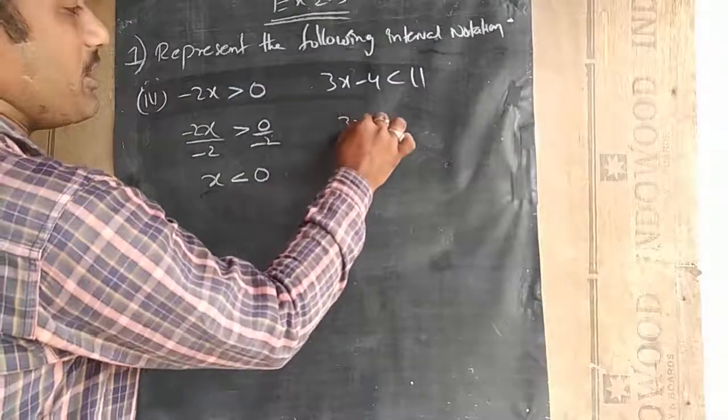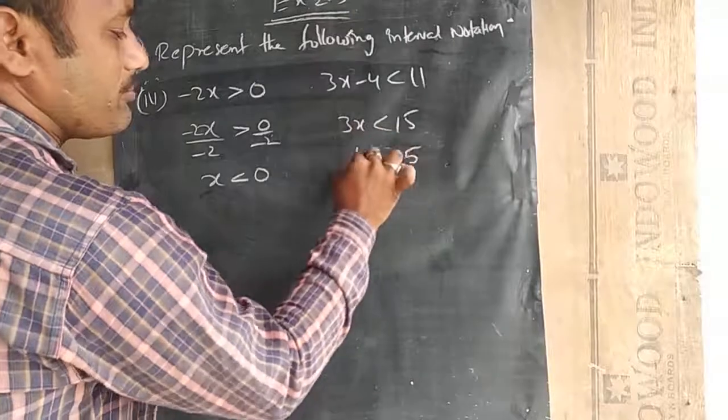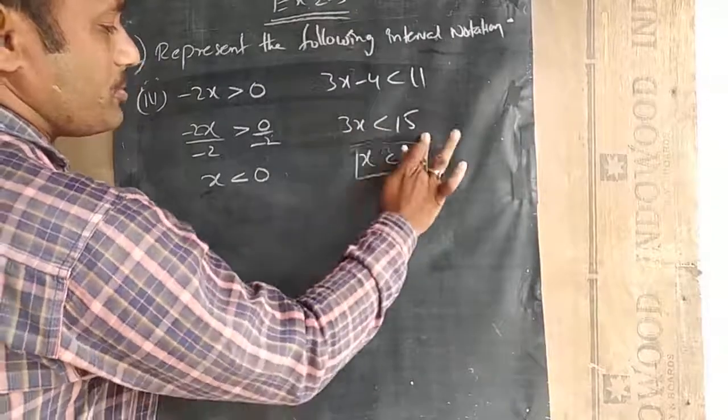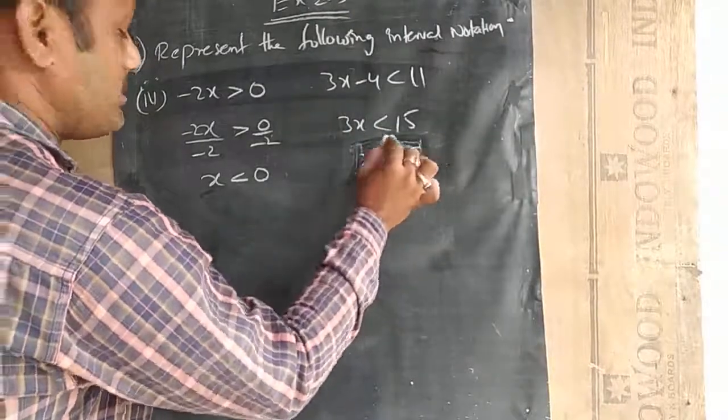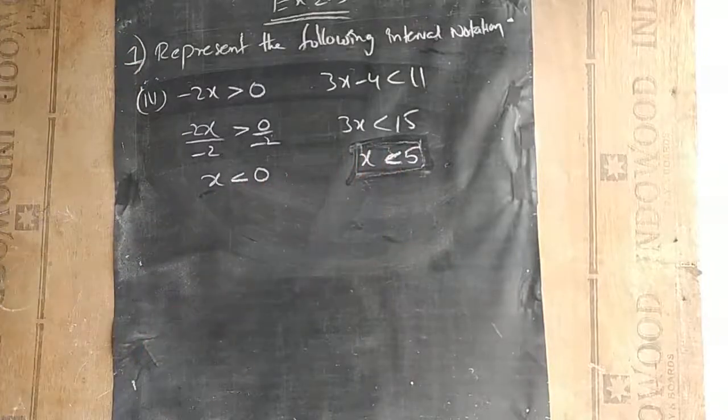In this case, 3x will be less than 15. x will be less than 5. So instead of keeping any bracket: x less than 0 here, x less than 5.